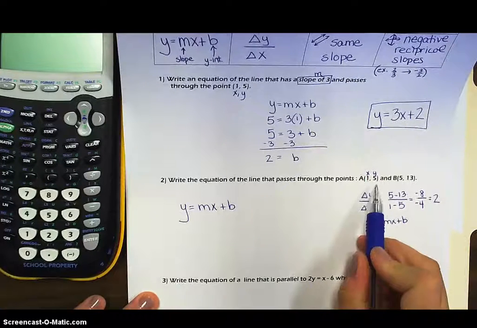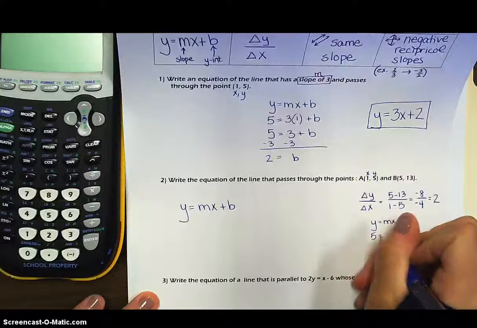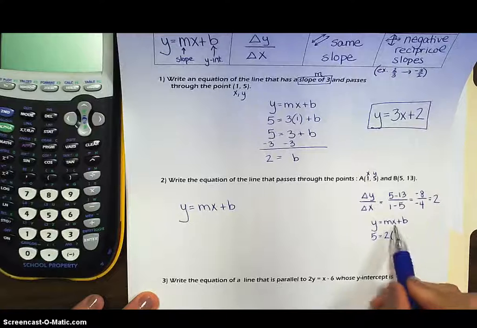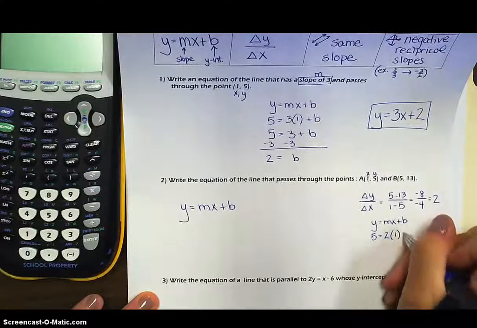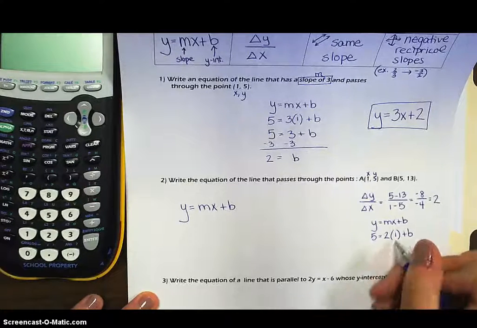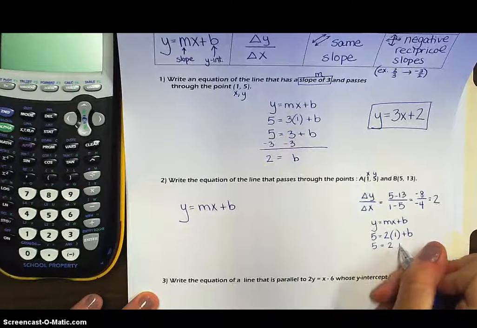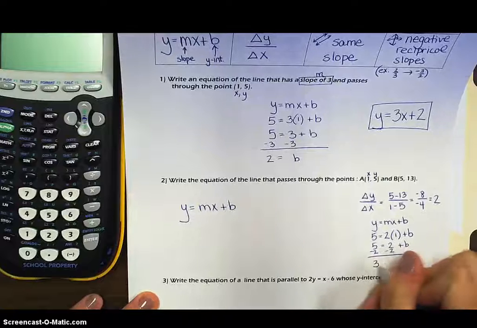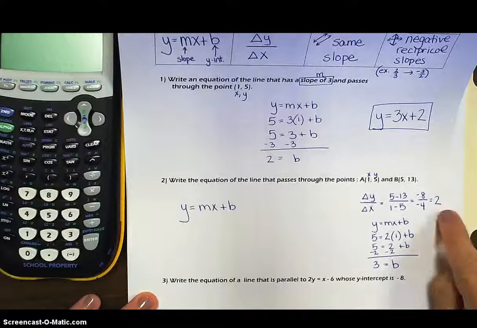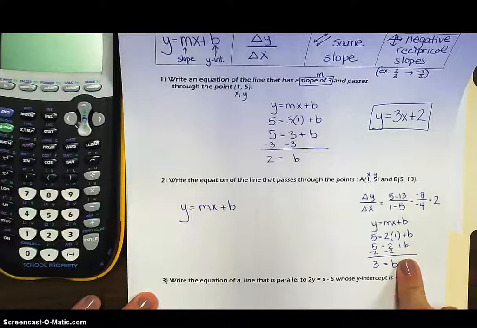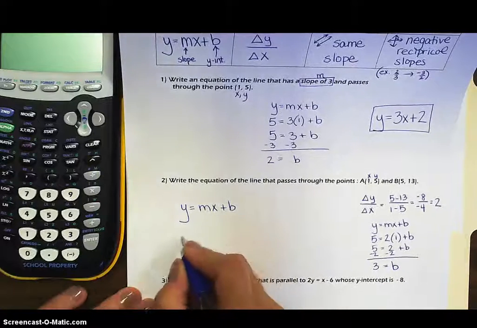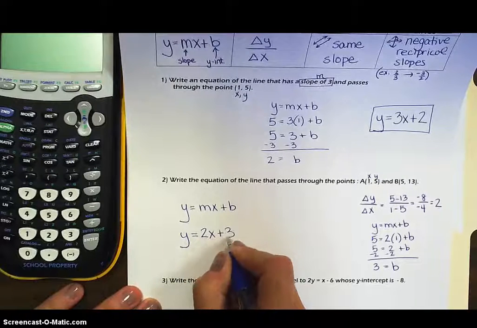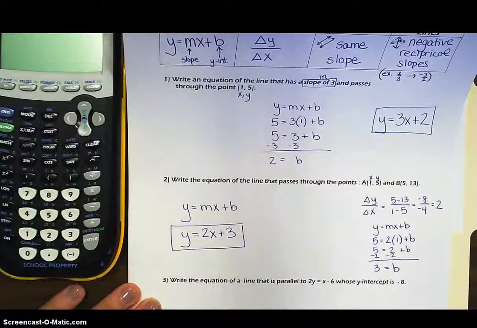So I know my y is equal to 5. The slope that I just found was 2, so I'm going to plug in a 2. My x value is 1, plus b. Now 2 times 1 is 2 plus b, and then I subtract the 2, and now I get 3 is equal to my b. So now I have my slope of 2, my b value of 3. I have enough information to write my equation of a line. y is equal to 2x plus 3, and that's my final answer.